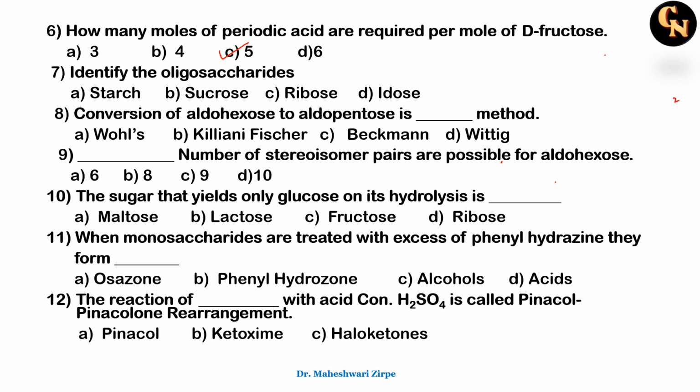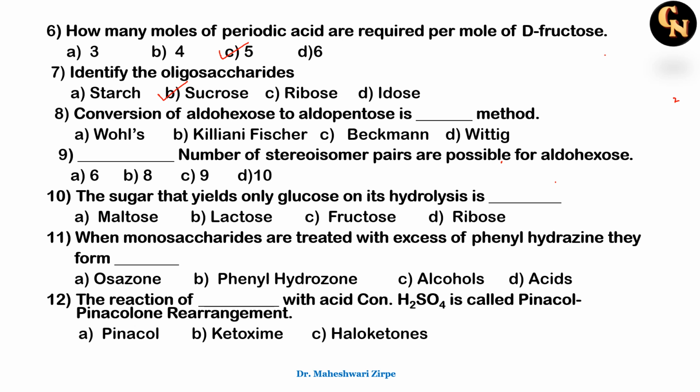The next is, identify the oligosaccharides among the following. So you have to find out which is oligosaccharides. Carbohydrates can be classified into different saccharides, that is monosaccharides, disaccharides and oligosaccharides. Among these, if you see, sucrose is an oligosaccharide. Okay, sucrose is an oligosaccharide.